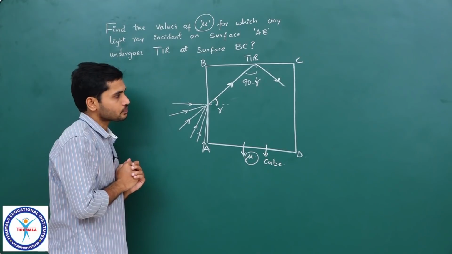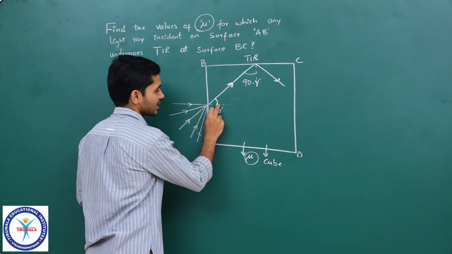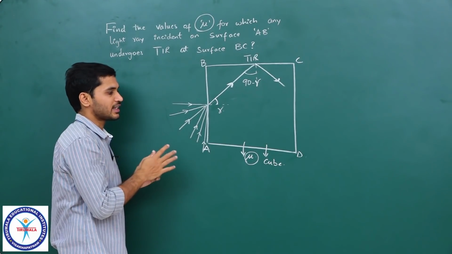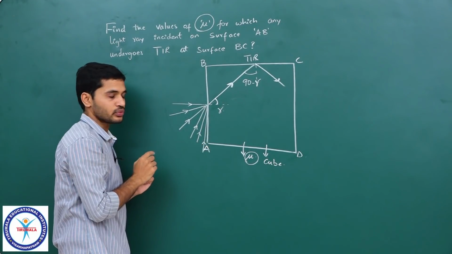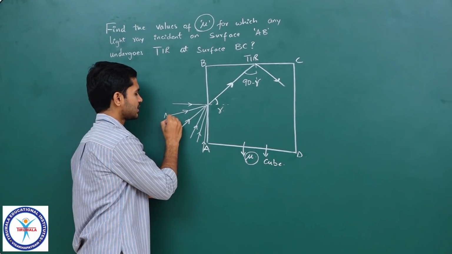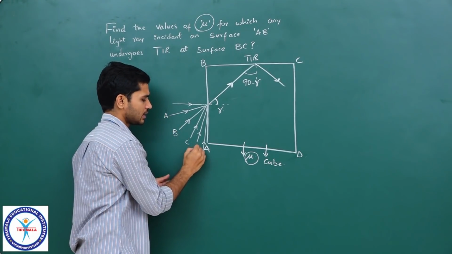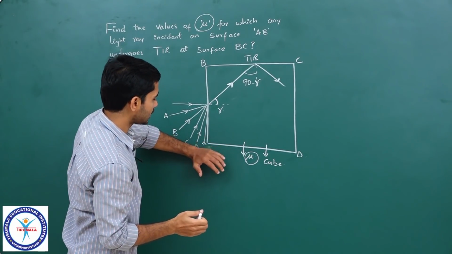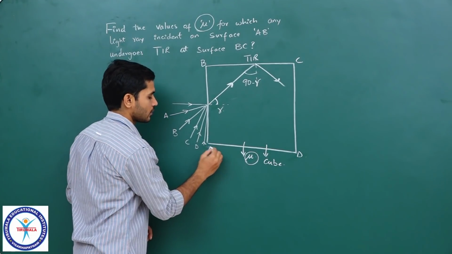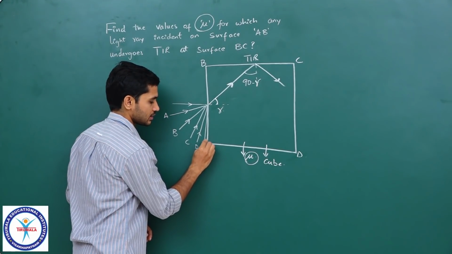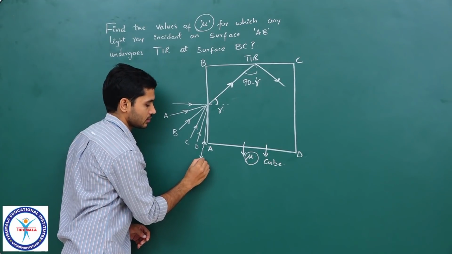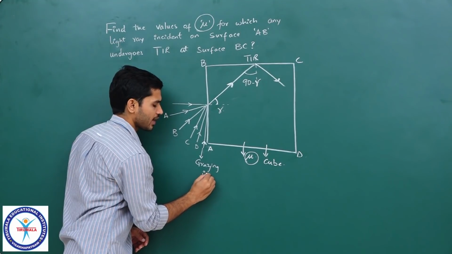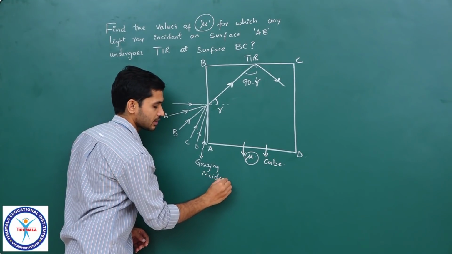Okay. So now let us observe this particular scenario and decide how to write the condition. If I have to choose a value of mu, let us say I have taken one particular value of mu and I have taken light rays, let us say A, B, C, D, and let us say this is the grazing light ray, which is the 90-degree light ray. So this one here is the grazing incidence scenario.